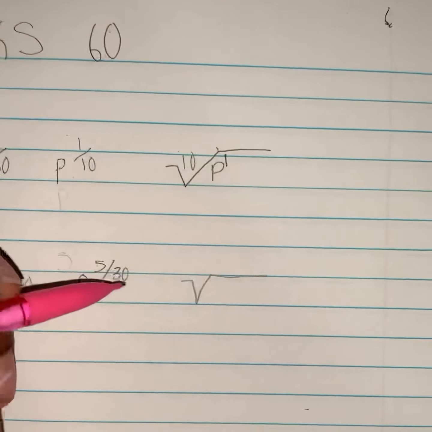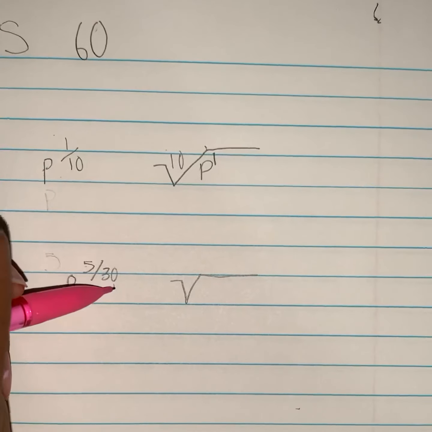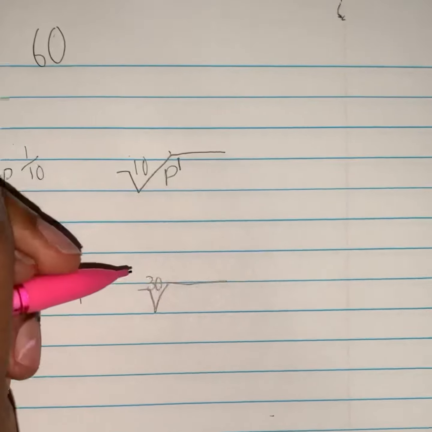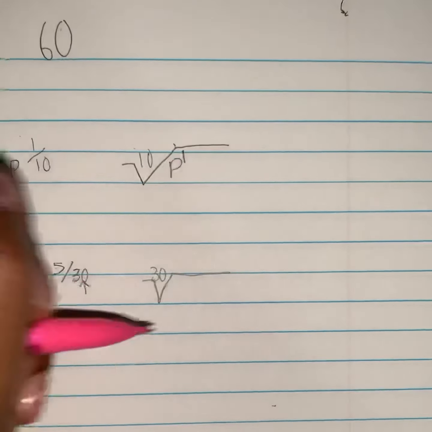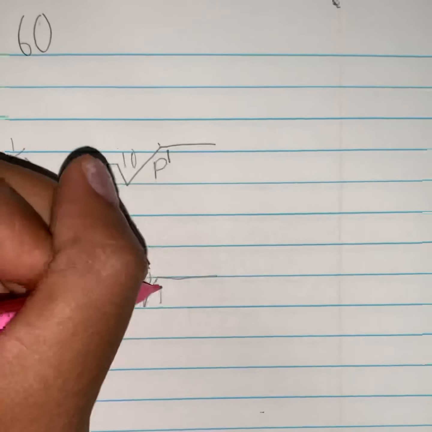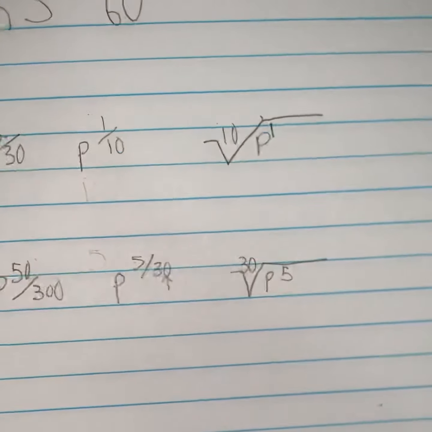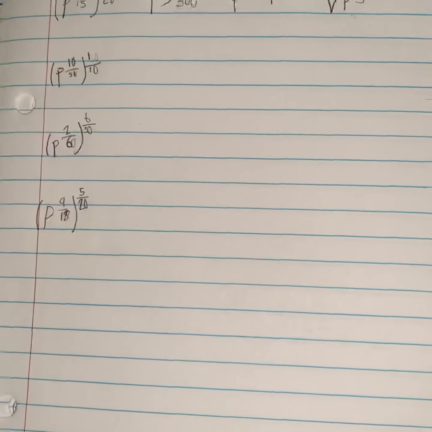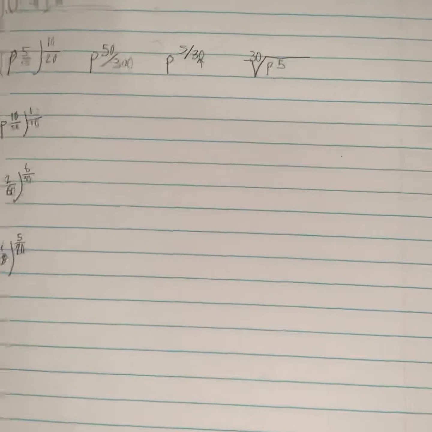So the root, again, always goes on the outside. The root is always the bottom. So 30 would go on the outside, and inside the square root would go 5. So this is how our second equation would look. Okay, let's do 3 more problems.